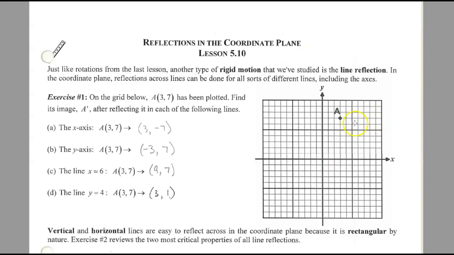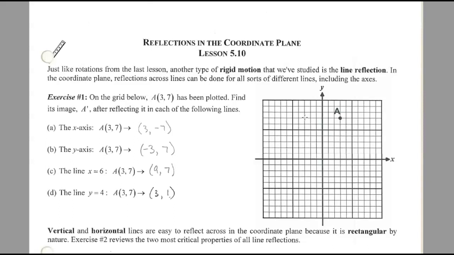And so if I'm here at (3, 7) and I want to go across the x-axis, I'm traveling this vertical path, so my x-coordinate is not changing. So an x-axis reflection maintains the x value, and then the y value just changes to its opposite. The y-axis does the opposite thing. So if I'm going across the y-axis, now I'm traveling horizontally, and so that horizontal path is maintaining the y, and so I just change the sign of the x. So to keep this straight, if we're reflecting over x, we keep x. If we're reflecting over y, we keep y.